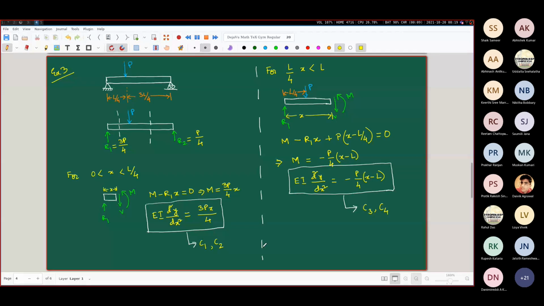What are those four conditions? That is my question to you. Try to think. What are the four conditions that I need to use to obtain the values of these unknown constants C1, C2, C3, and C4? Someone answered: y equal to 0 at x equal to 0 and x equal to L. Very good. So definitely we can use that.